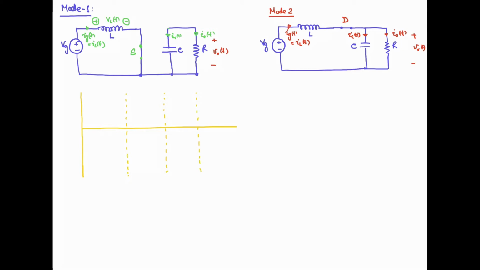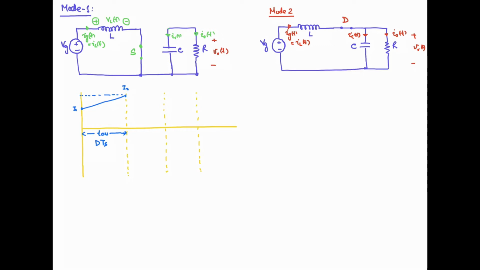Assuming that we are operating in the steady state, our inductor current will be starting from some minimum value I1. When you turn on the switch in the first mode of operation, your current will be increasing, and let's suppose that finally it becomes equal to I2. That is the maximum current in your inductor in the first mode of operation. And the first mode of operation is for the time t on, which is equal to d into ts, that we have discussed in the previous videos.